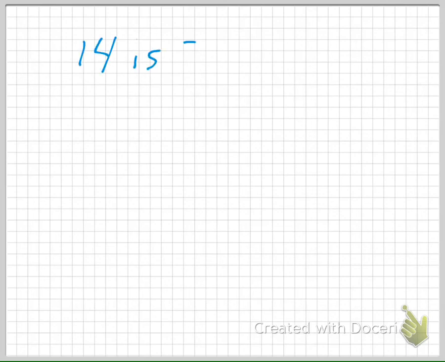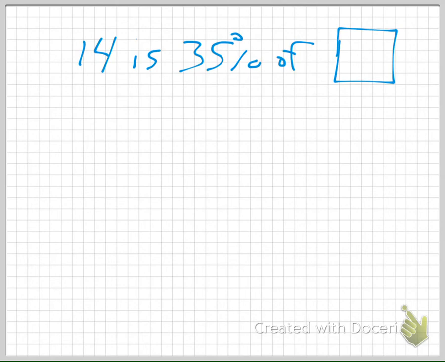14 is 35% of what? 14 is 35% of what? Set the problem up. See if you can do it. Just write it out. You know how to do this. Try and set the problem up.